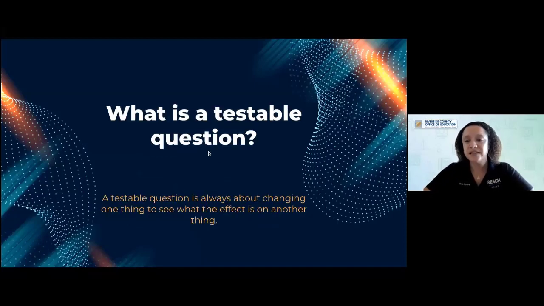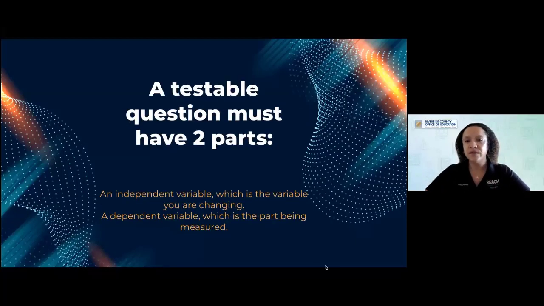So what is a testable question? A testable question is always about just changing one thing, a variable, to see what the effect is on another thing. So you're looking at your independent and your dependent variables and wanting that really clearly written in your question. The independent variable is the part that you're going to change, so the part that the student has control over. And then the dependent variable is what they're going to measure, and just making sure that each question has the two components, so you're not doing anything subjective. It needs to be something that you can answer through experimentation.